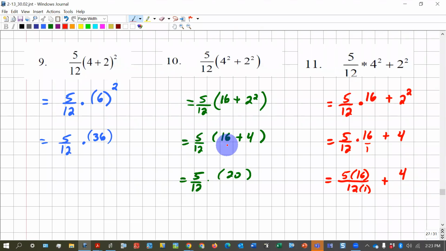Whereas in problem 10, because of the parentheses, we had to add before we multiply because the addition was inside the parentheses. And in problem 9, we had to add before we did the exponent because the addition was inside the parentheses.